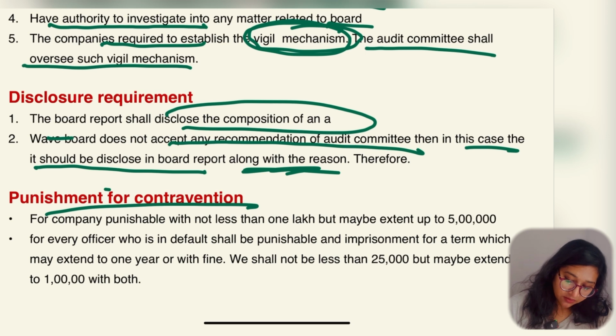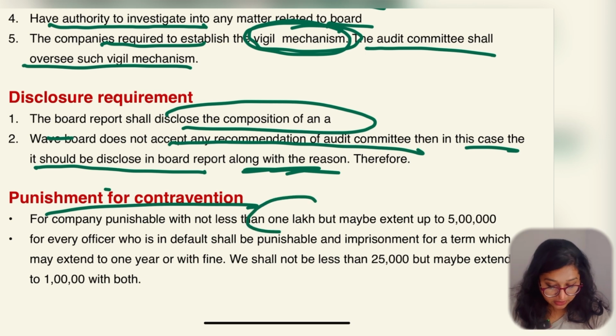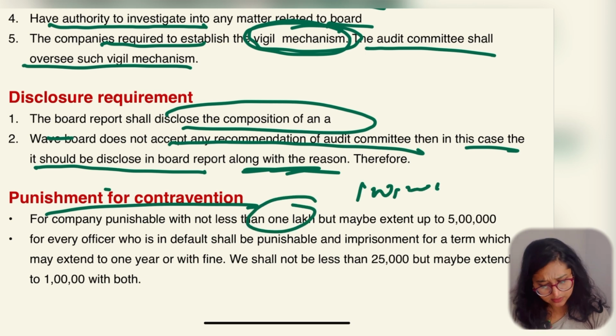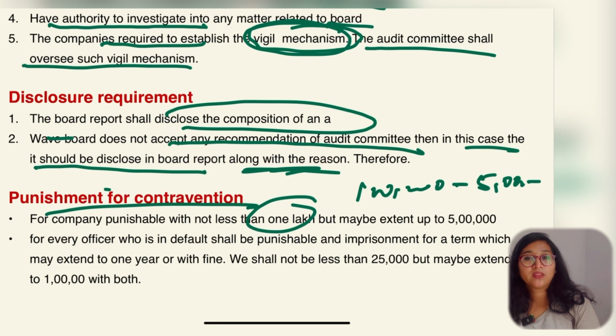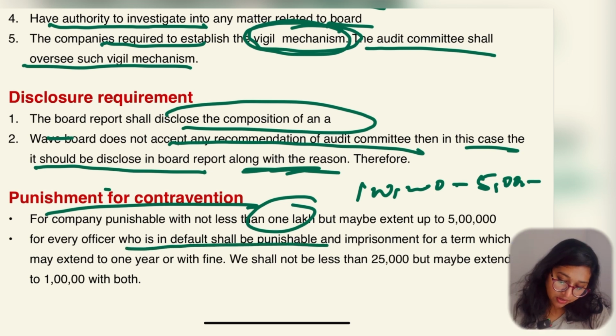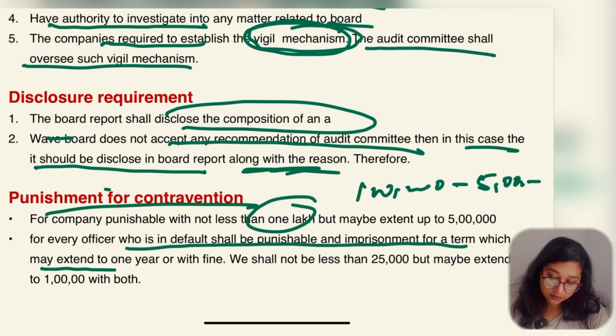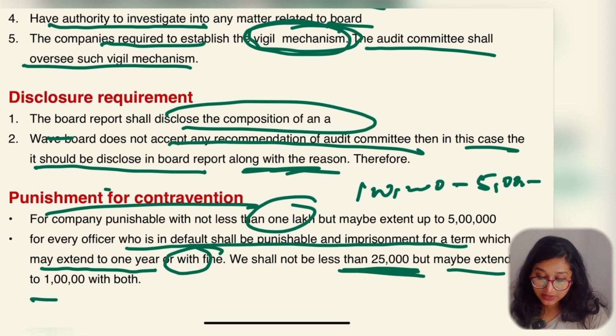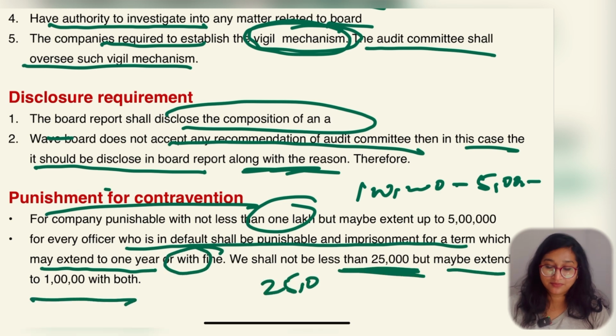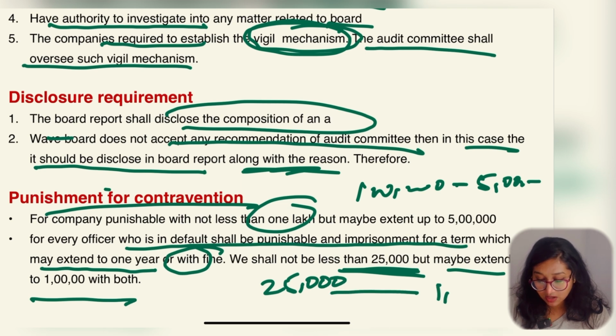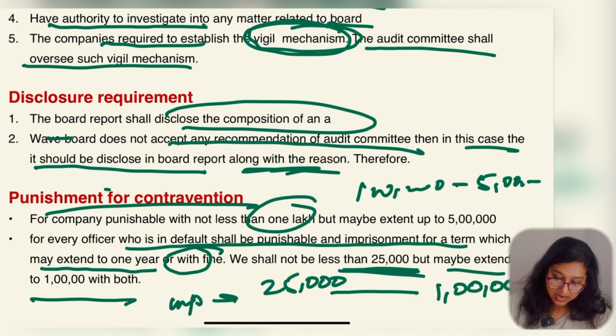Punishment for contravention: the company is punishable with a fine not less than 1 lakh, same thing was written somewhere, which may extend up to 5 lakh. Every officer who is in default shall be punishable with imprisonment for a term which may extend to 1 year, or with fine which shall not be less than 25,000 but may extend to 1 lakh.